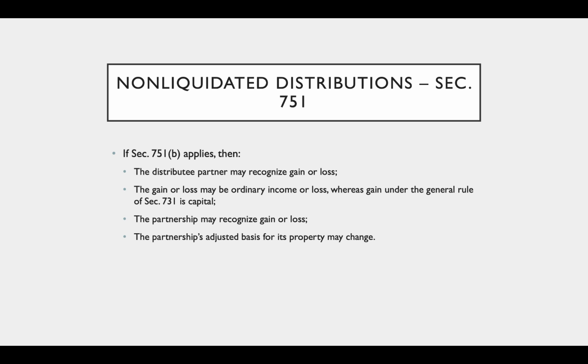If it applies, then the distributee partner may recognize gain or loss. The gain or loss may be ordinary income or loss, whereas gain under the general rule is capital. The partnership may recognize gain or loss. The partnership's adjusted basis for its property may change.